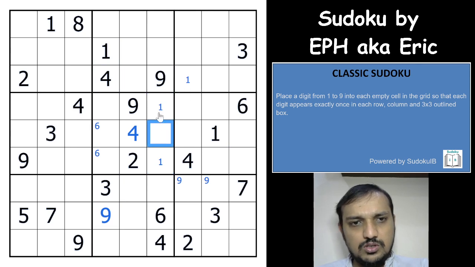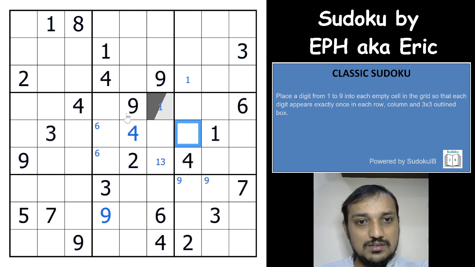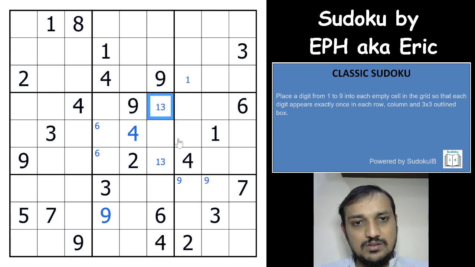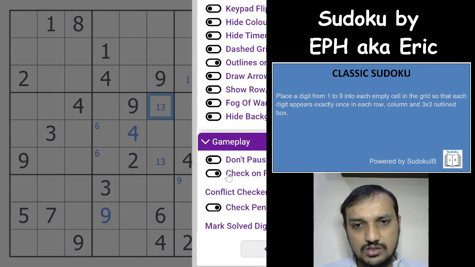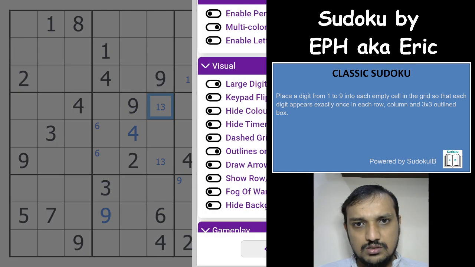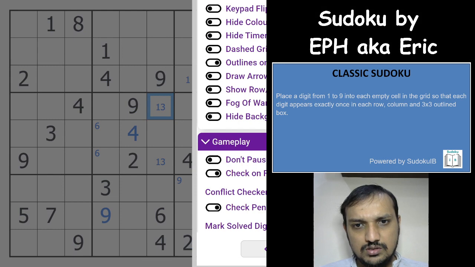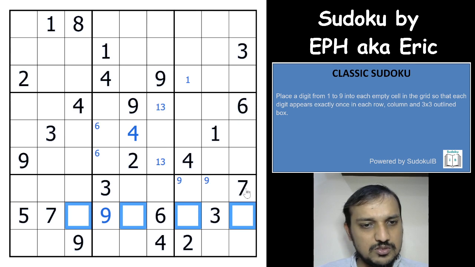Extremely sorry, what is happening here? Okay, 1 3 pair here. I'll just remove the conflict checker. The conflict checker should be somewhere here, I think. Okay, it's off. I don't want to use the conflict checker for now. We'll see that at the end if we have any mistake.